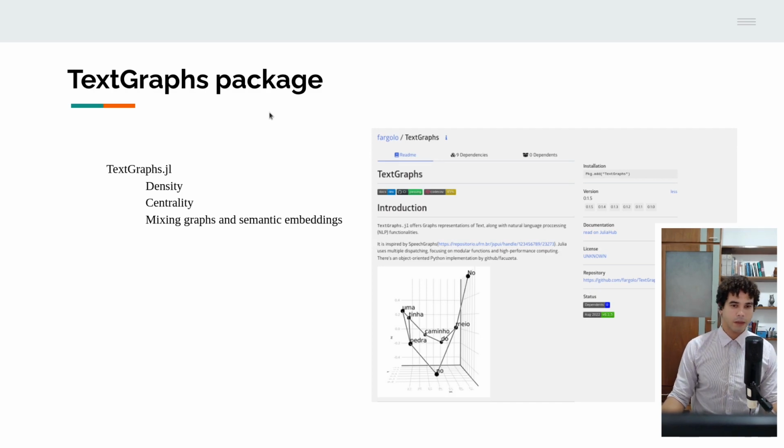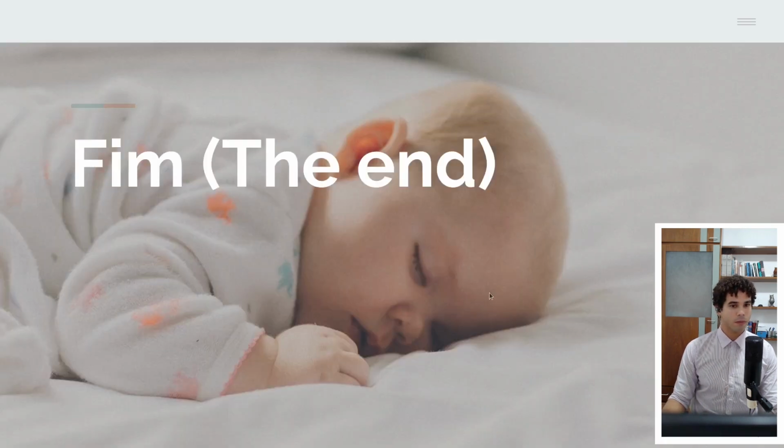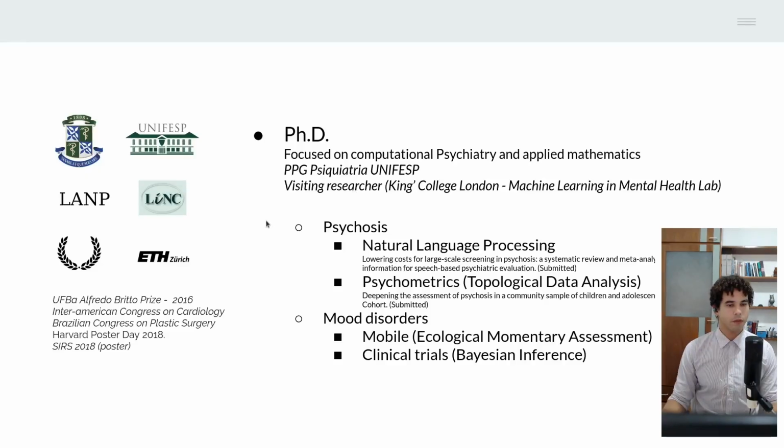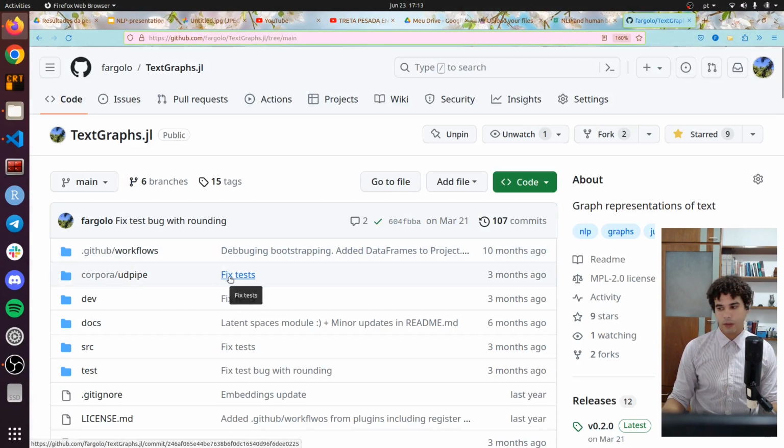Alright, for this application, we got the text graphs package. This was something that we wrote to calculate density, centrality, and analyze this type of text using open source software that was not very readily available. That's the story of how we came to develop this package, and this is the package itself.